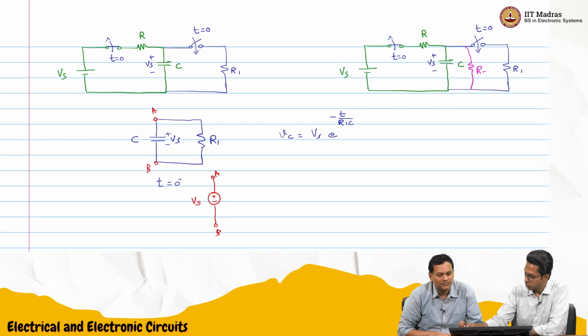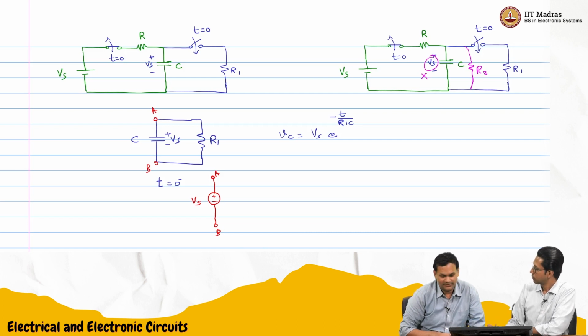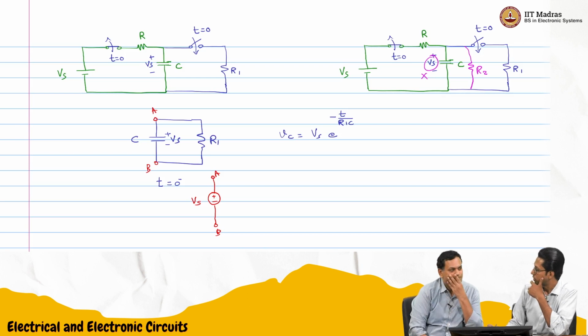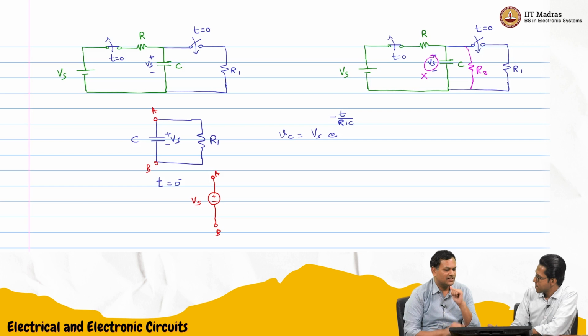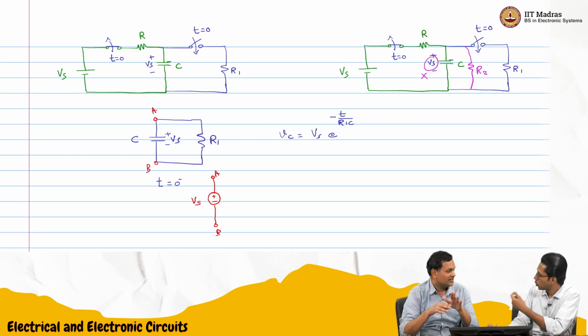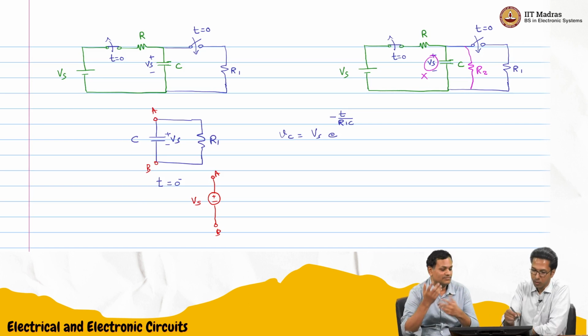Suppose we add R2, then this will not be correct. Correct, that is right, but the question is what it will be. So I was saying that I have learned that if the capacitor has reached steady state, then it will not draw any current. That means it can be open circuit fully. You can open circuit it.